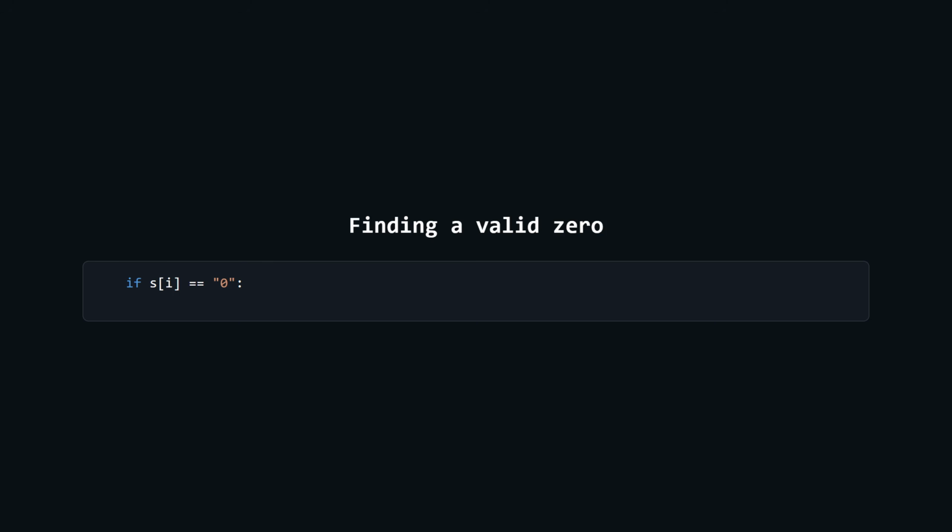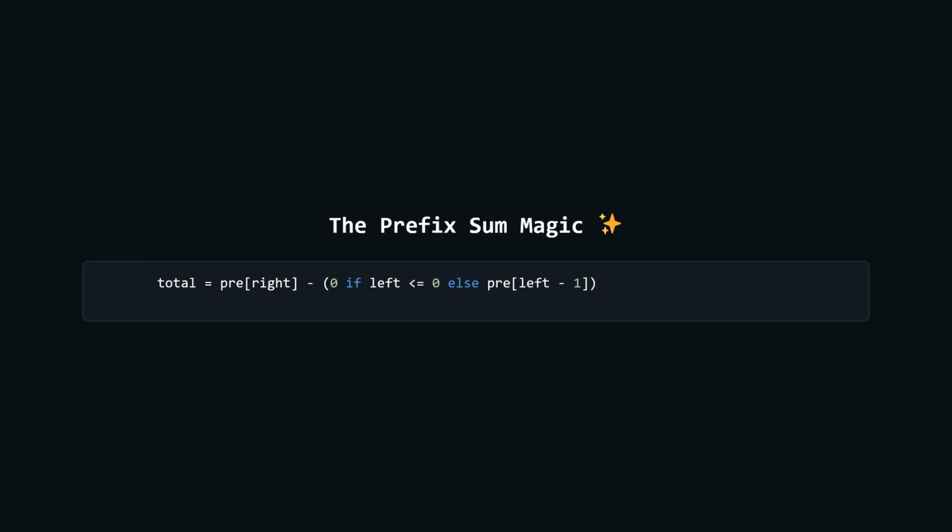We check if the spot we are currently looking at is a 0. If it's a 1, we completely ignore it because we can't land on it anyway. If it is a 0, we use our running total array to instantly count how many valid jumping points exist in the window behind us. We take the total up to the right edge and subtract the total from just before the left edge.